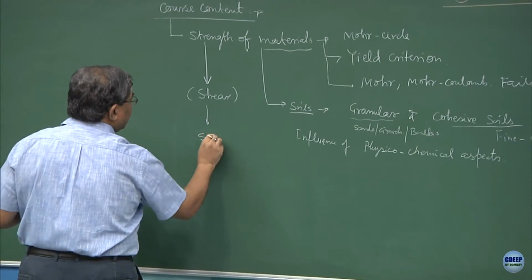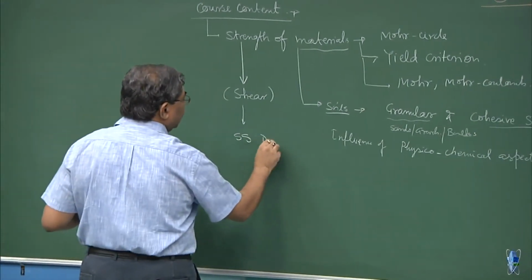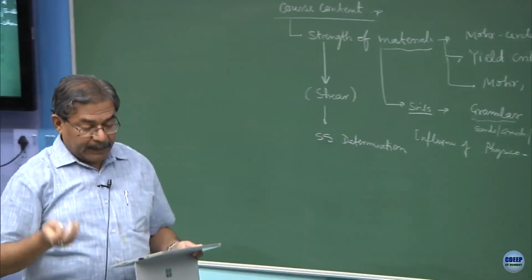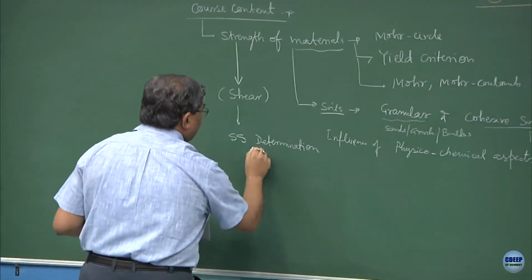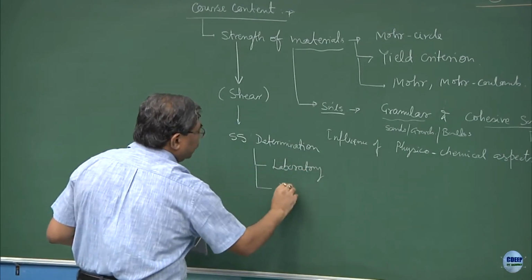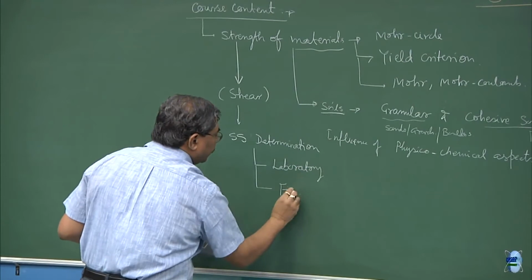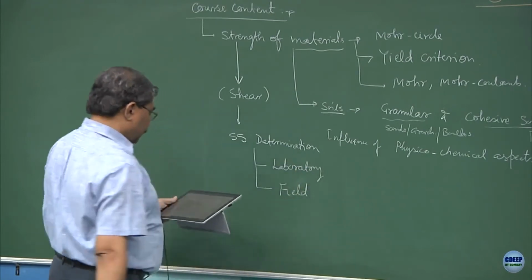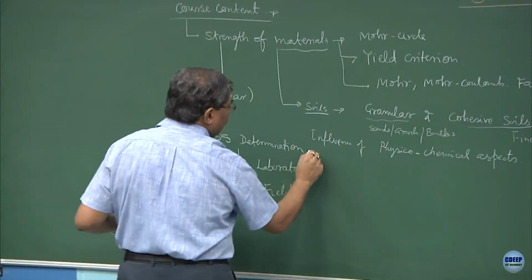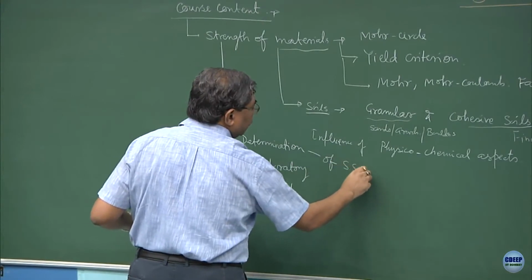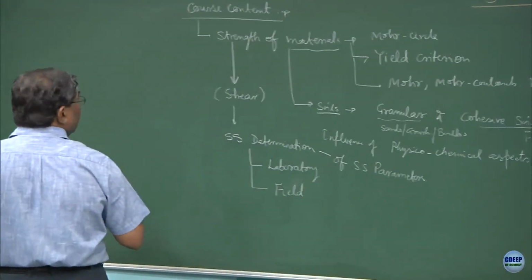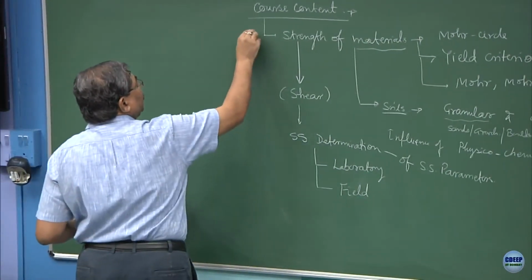So, I normally write this as SS, shear strength determination. And when we talk about the shear strength determination, normally there are two techniques, the laboratory and the field. We call them as shear strength parameters. So, determination of shear strength parameters. This is going to be the first part of the course.